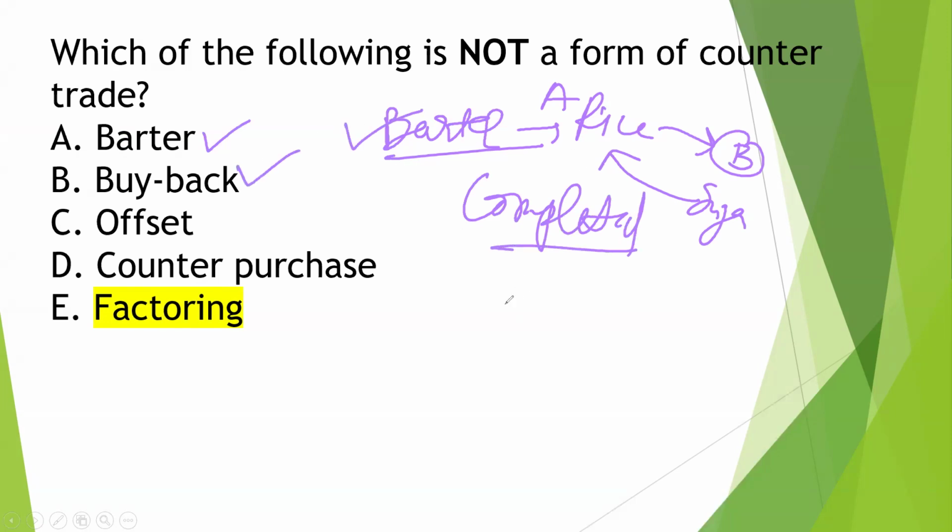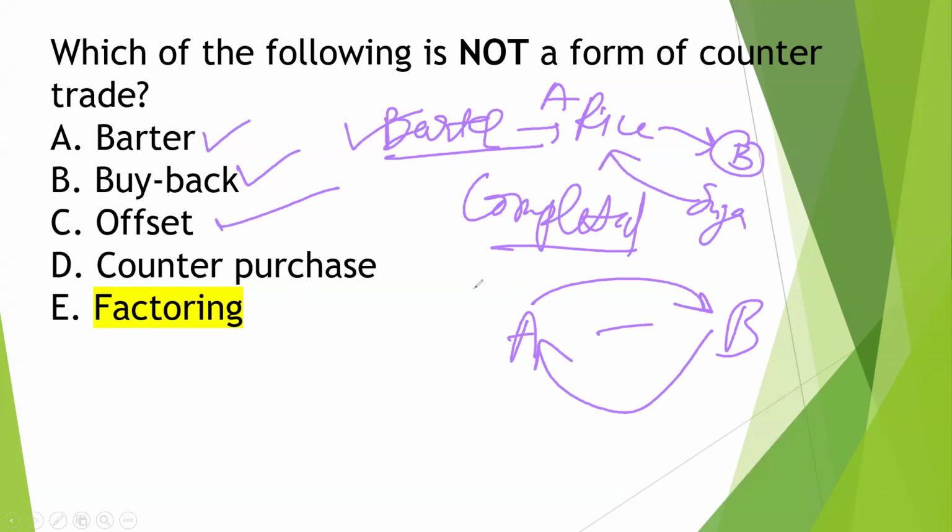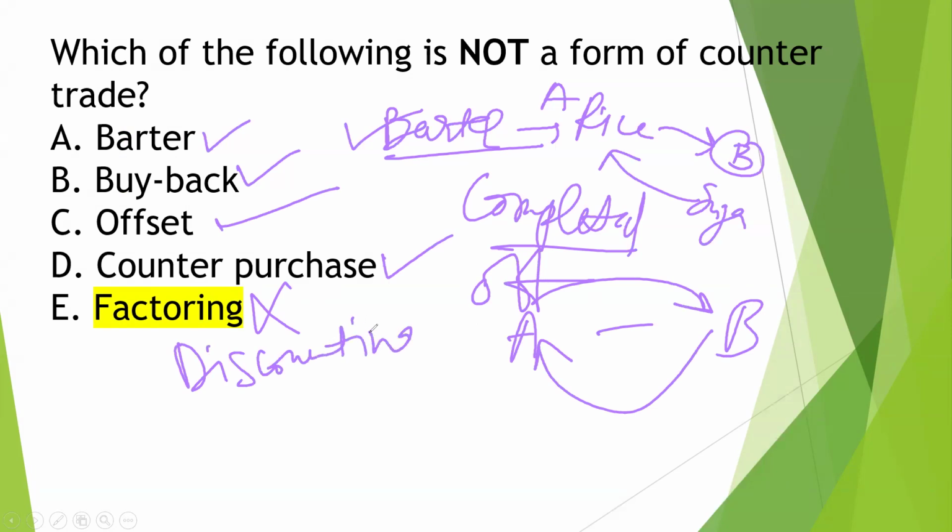Buyback is also a type, which I already discussed. A and B have an agreement that I will export this and then I will import this. Offset is also like setting off the import and export. Counter purchase we already discussed. But factoring is not a type of counter trade. It's a discounting system, a bill discounting system.